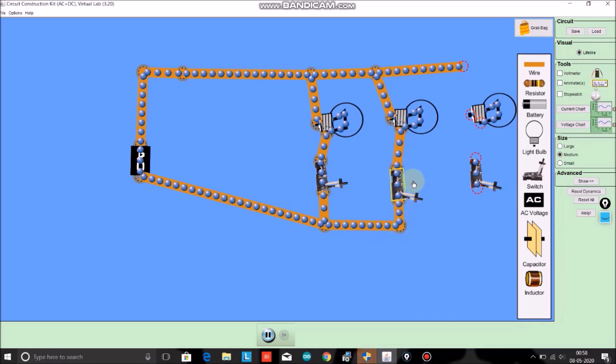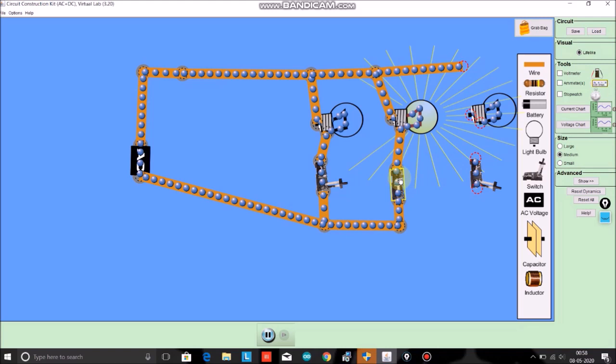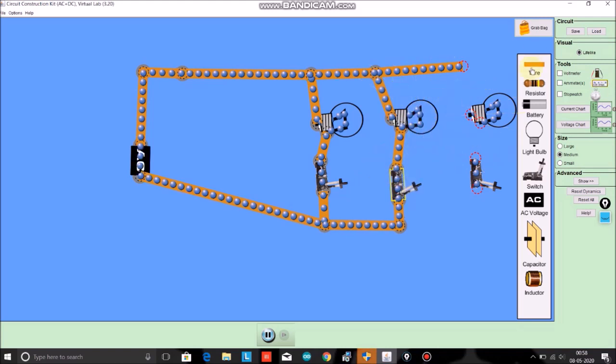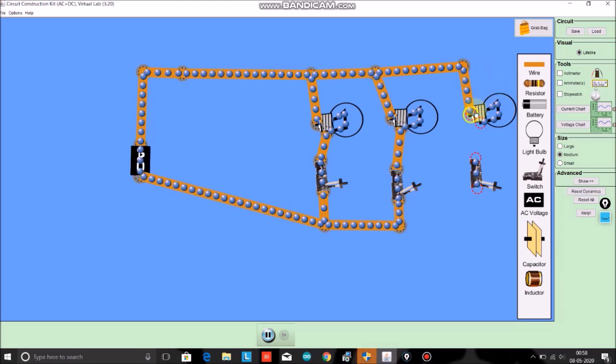Now if I put on this one, this is only glowing. This is not glowing, but this is only glowing. That means that the switches are independent. So now this is a parallel circuit, a household circuit. We call it a household circuit, and household circuits are always parallel circuits. Now let me connect this wire to this. Now this has become a parallel circuit.